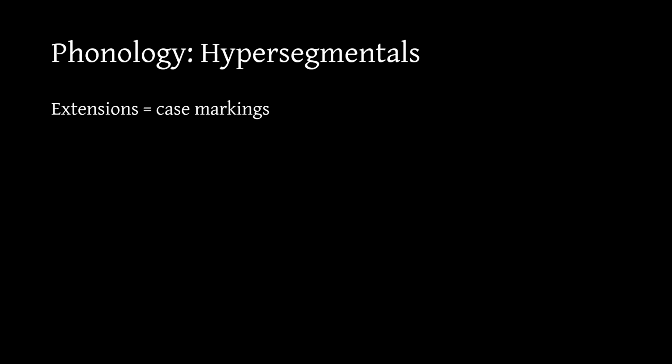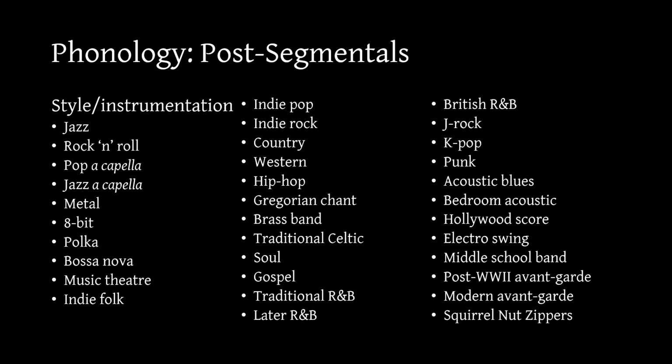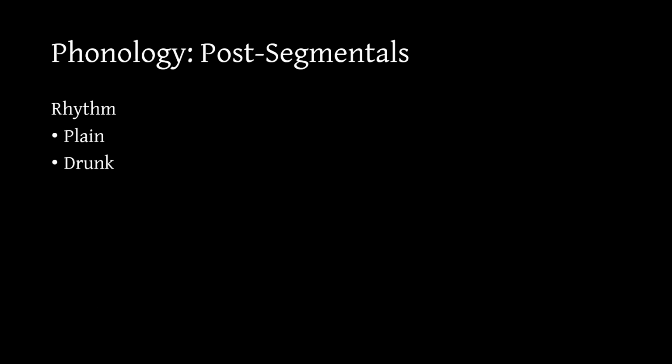We've also got not just suprasegmentals and hypersegmentals, but also post-segmentals. One of these is style/instrumentation, so every verb can take one of these styles that I've got listed here, or instrumentations, however you want to define it. And that's basically how the clause that the verb is in sounds. We'll get to that later. There's also rhythm, so every noun has an inherent rhythm. It can either be plain or drunk. We'll get to that later.